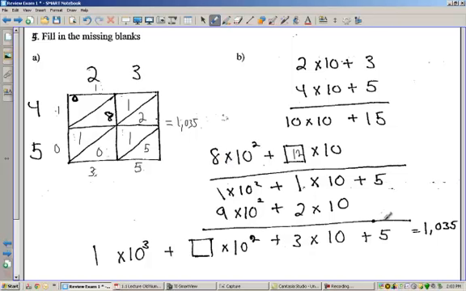And then you can add up the columns. So that's 5, that's 3 tens. This turns out to be 10 10 squareds, so you're going to get 0 10 squareds, and you carry the 1 and get a 10 cubed. 10 10 squareds is just 1 10 cubed. And you get the same answer, 1,035.